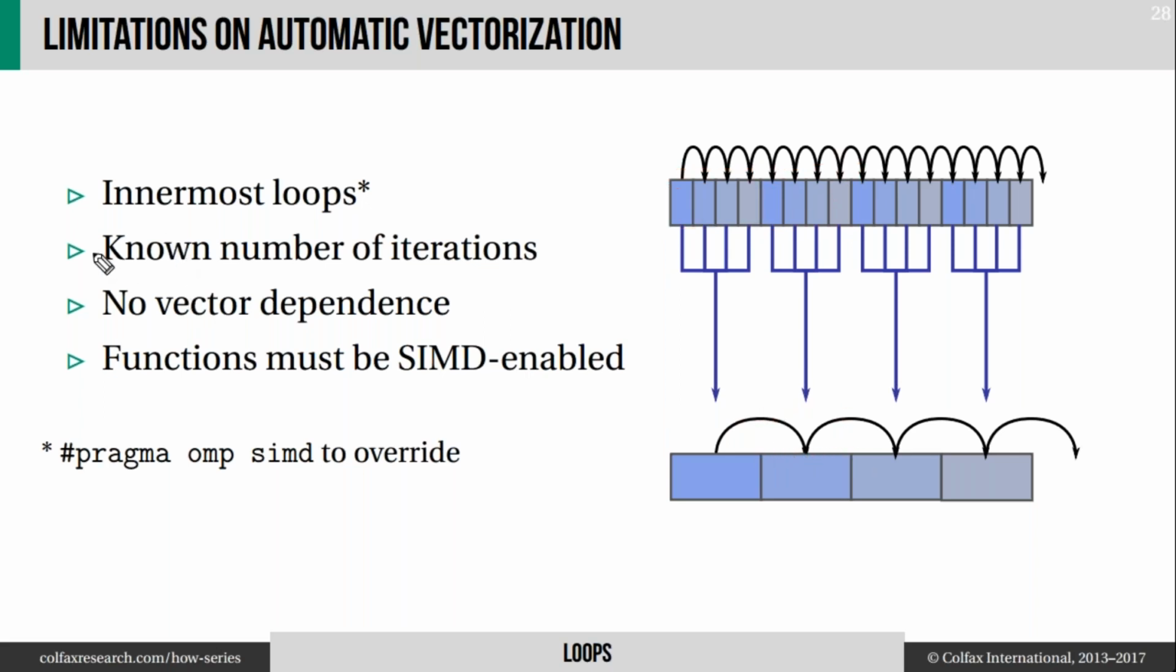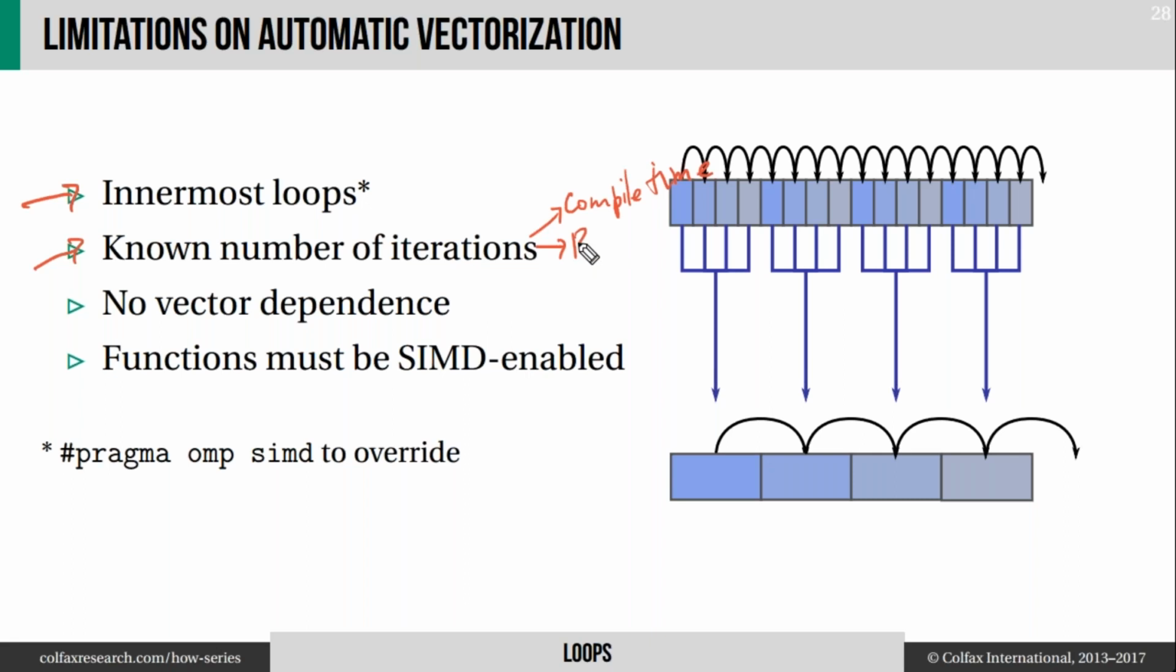When the Intel compiler vectorizes loops, it will only target the innermost loops. So if you have multiple layers of loop nesting, it will only target the innermost. Your loops must have a known number of iterations when the loop begins. It is perfect when the number of iterations is known at compile time, because the compiler can pick a great optimization strategy.